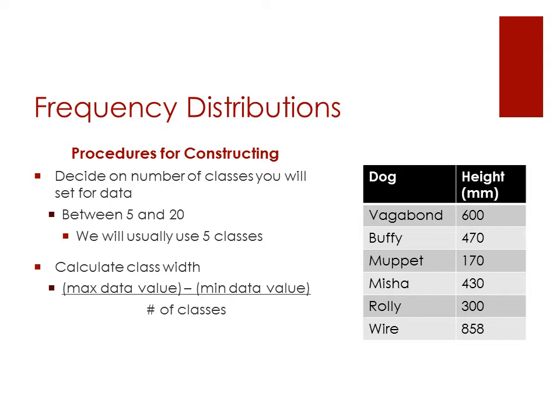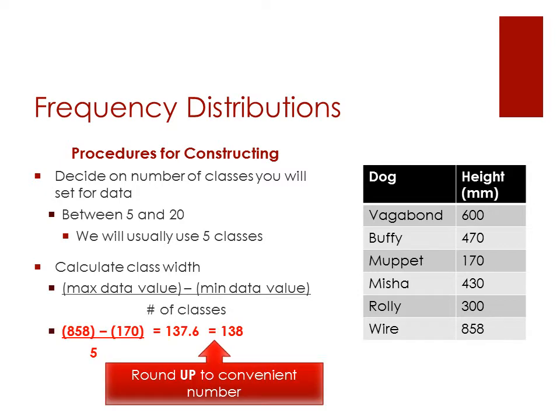The next step is we need to calculate the width for our classes. To get this, we're going to take the maximum data value that occurs in the data set and subtract the minimum data value from that, and then divide it by our number of classes. Thus, the class width is unique for each frequency distribution and must be calculated. In this particular example, we have 858 minus 170 divided by 5. This gives us a class width of 137.6, which we round up to a convenient number of 138.